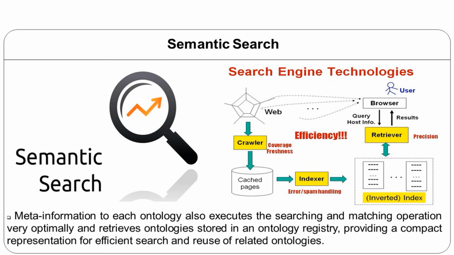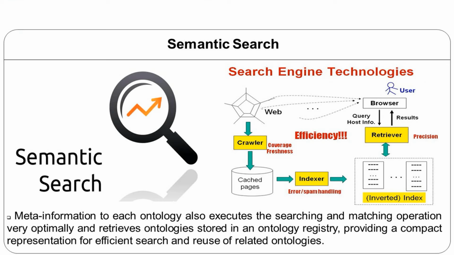Meta information for each ontology is available, executes the searching and matching operation very optimally, and retrieves ontologies stored in an ontology registry, providing a compact representation for efficient search and reuse of related ontologies. So what it means is that there are ontologies which are already constructed for different domains, and semantic search is executed as a layer on top of such ontologies. So semantic search basically exploits the power of representation and the embedded relationships the ontology has achieved.